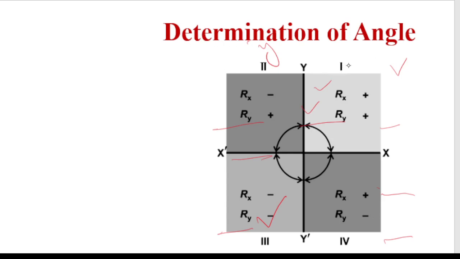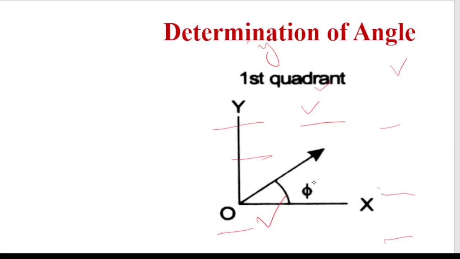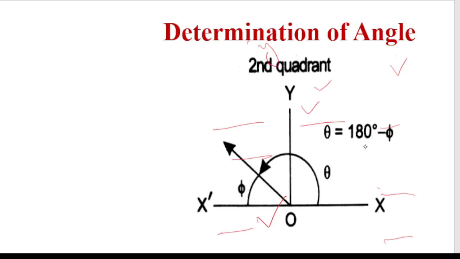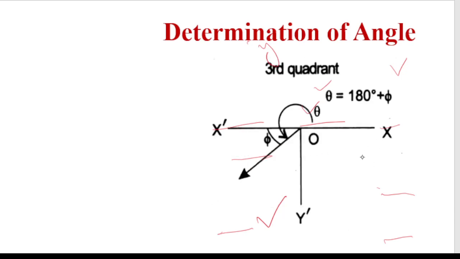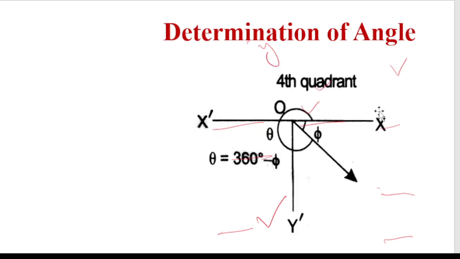Determination of the angle: first quadrant, second quadrant, third quadrant and fourth quadrant. फर्स्ट क्वाड्रेंट में हमारे पास इस तरह का सिस्टम बनेगा, सेकंड क्वाड्रेंट में 180 माइनस phi और थर्ड क्वाड्रेंट में 180 प्लस phi एंड फोर्थ क्वाड्रेंट में हो जाएगा हमारे पास 360 माइनस phi.